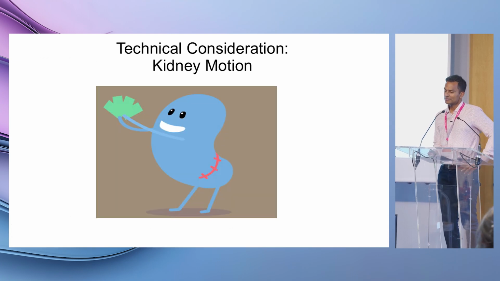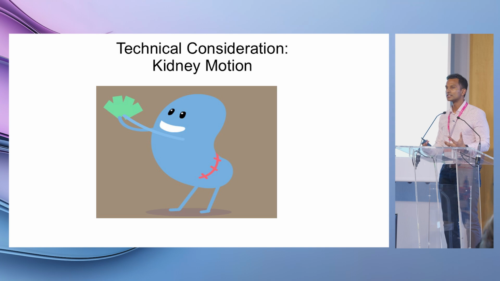Kidney motion is an interesting topic because the kidney is quite close to many of the other organs that we treat, like the liver and the pancreas and this upper abdominal area. But mostly we treat it as an organ at risk, not as something that we want to treat.